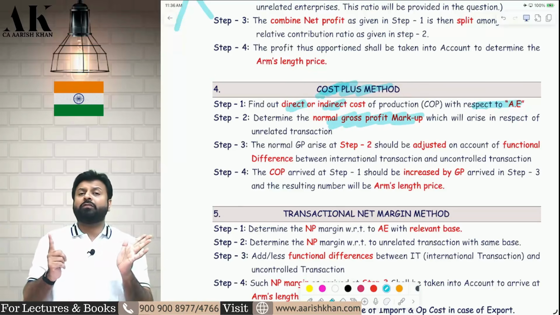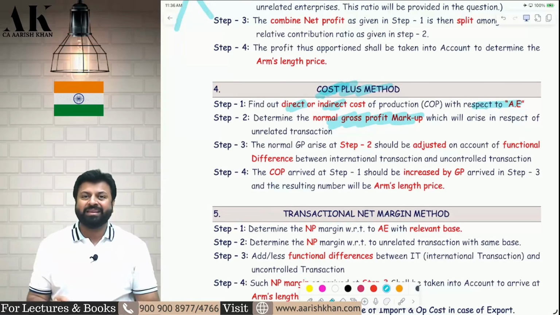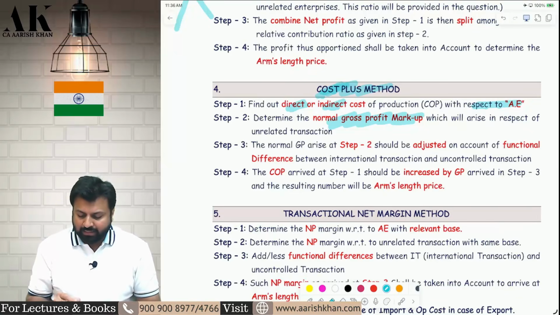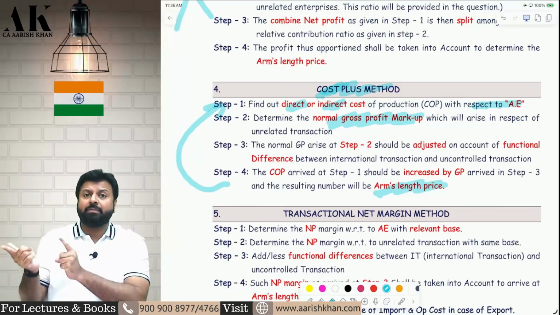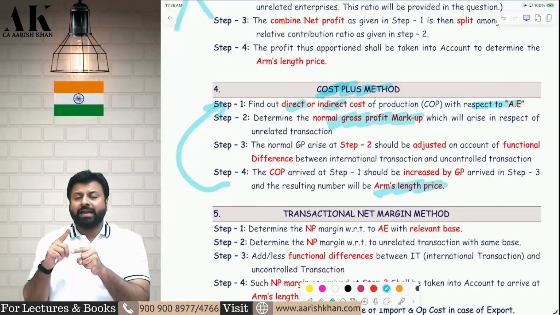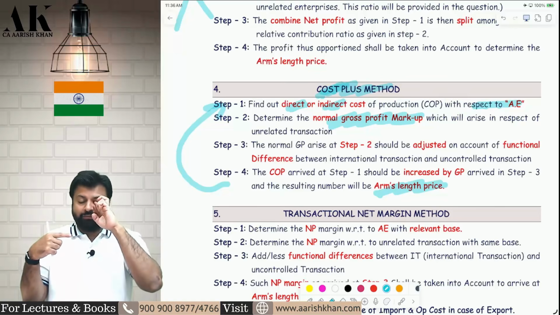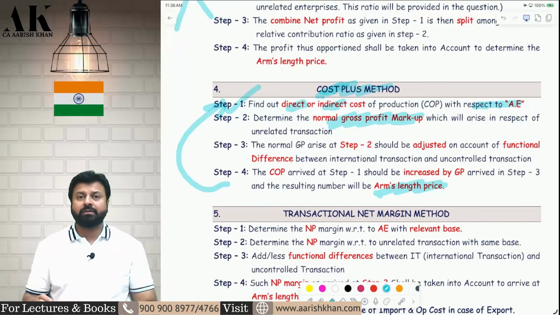So the cost you will take of whom? Step number 1, the cost you will take of your associate enterprise and the markup you will take of the third party. And then you will adjust the markup, add or less, and find out a revised markup. That markup you will add to your cost and then you will get your arm's length price. So again I am saying, the cost you will take of your associate enterprise, the markup you will take of the third party, and that markup you will adjust, find out the functional difference between both of them. After doing the functional differences, whatever revised markup comes, you will add to your cost. That will give you your final arm's length price.